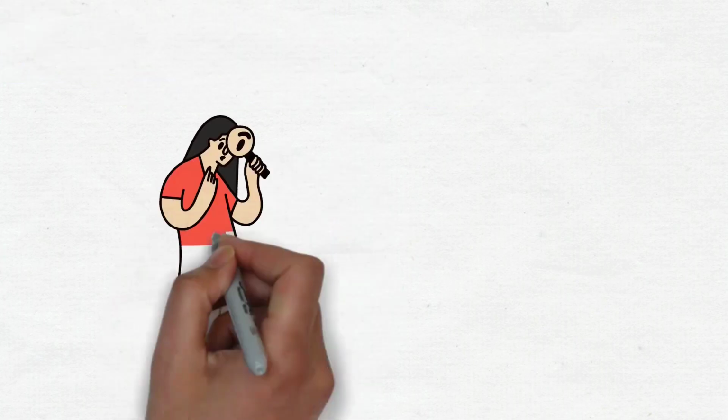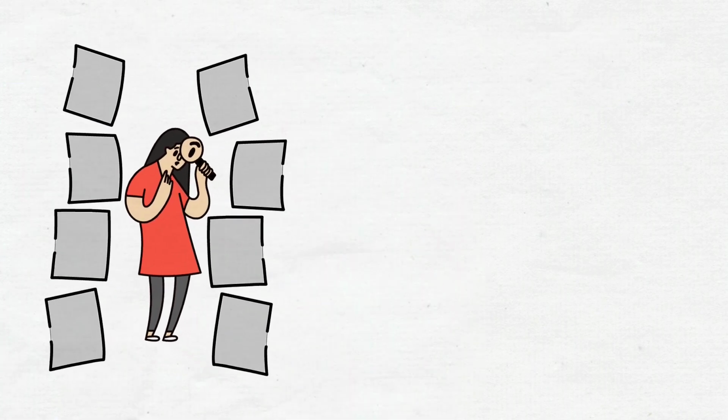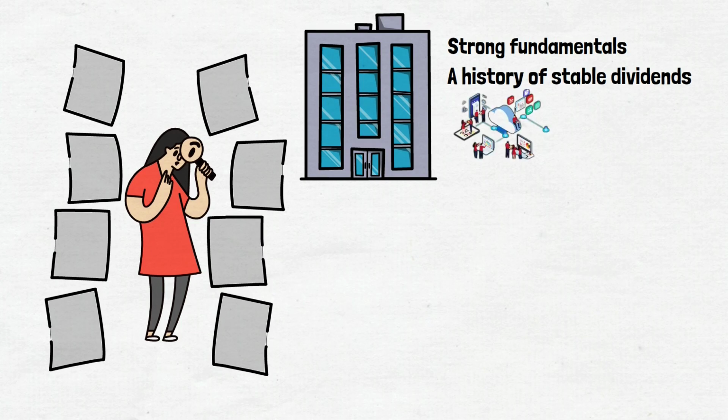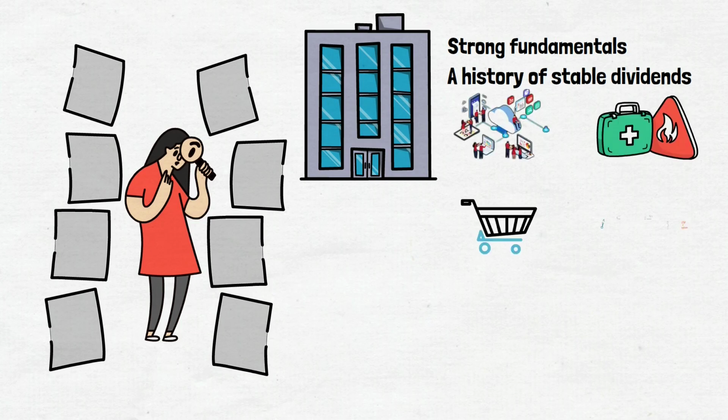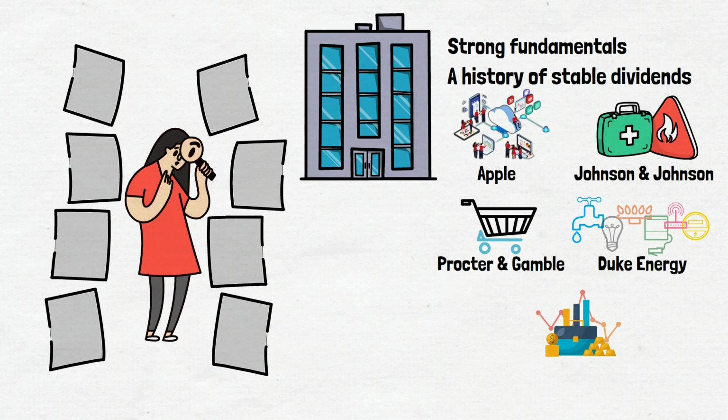Goldie starts by researching and selecting dividend-paying stocks from various industries. She chooses companies with strong fundamentals and a history of stable dividends. Her portfolio includes stocks from sectors such as technology, healthcare, consumer goods, utilities, and finance. Some of her chosen stocks include Apple, technology, Johnson & Johnson, healthcare, Procter & Gamble, consumer goods, Duke Energy, utilities, and JP Morgan Chase, finance.